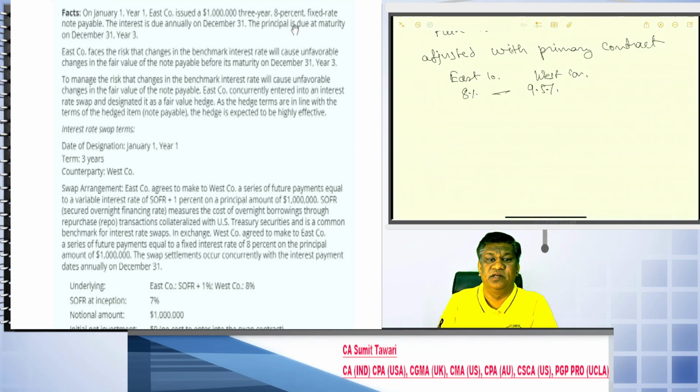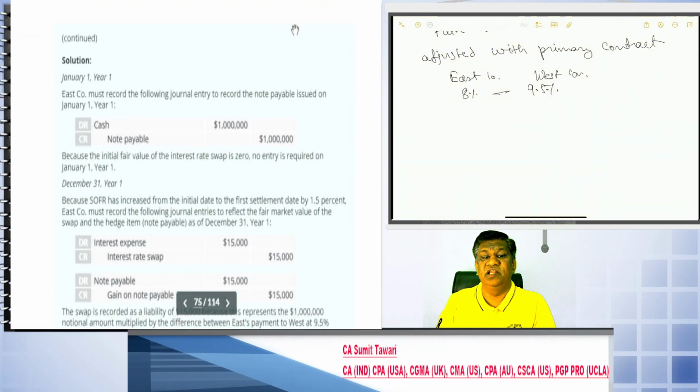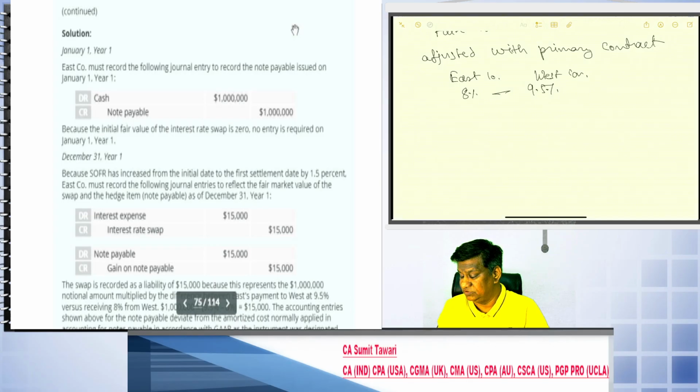Okay, understood. See, Eastern Company has a fixed rate obligation, and now they decided to go for a floating interest rate. So East Company has a fixed interest rate, and the West Company has a 9.5% floating interest rate, and now they decide to change their obligation. So East Company is going to take an obligation of 9.5%, and the West Company is going to take an obligation of 8%.